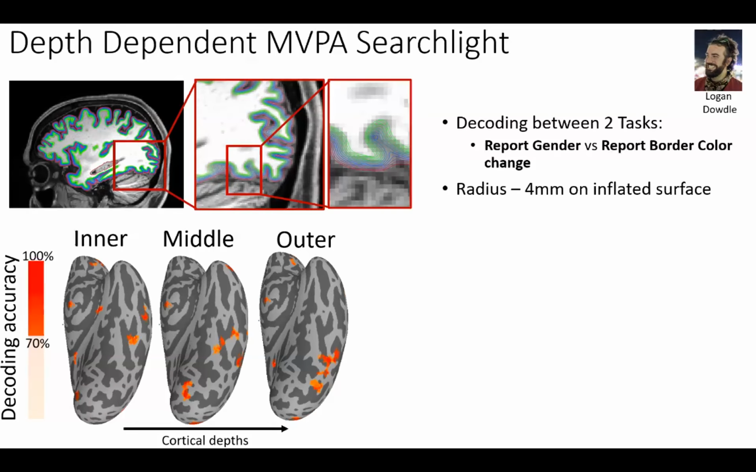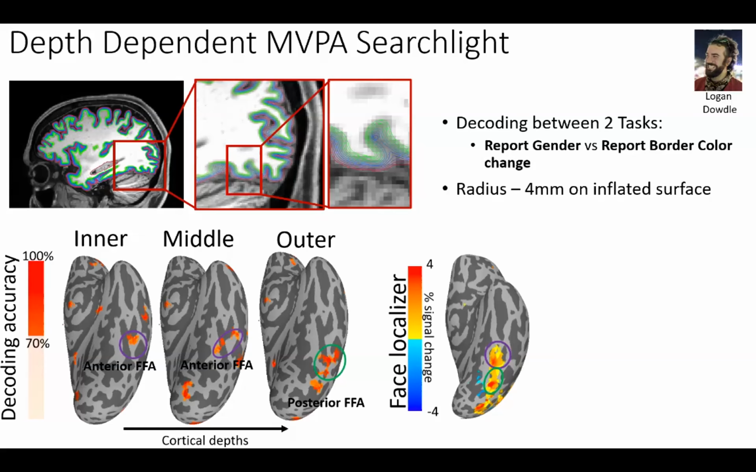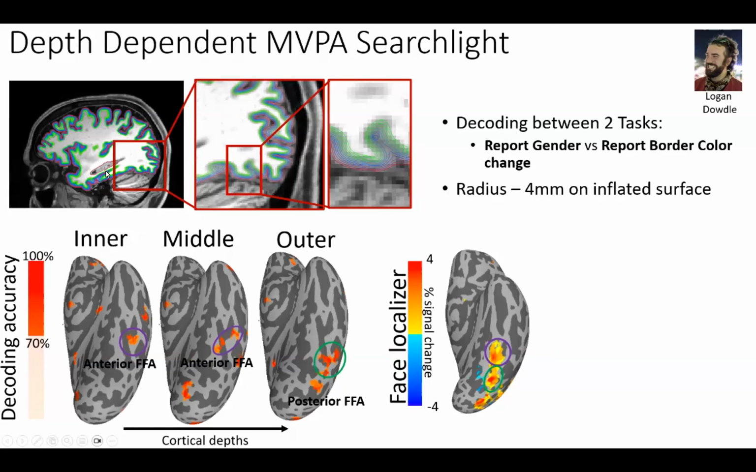And here are some results in the inner, middle, and outer depths. These are highly significant, with a threshold of 70% accuracy. You can see there are lots of spots around the brain, and I think this is very promising. I'm going to focus on one result that seems to be replicable across subjects, but again, these are very much pilot data. This result is looking at the fusiform gyrus, and maybe FFA, maybe not FFA. What we observe is that decoding accuracy was most pronounced in the inner depth of the anterior portion of the FFA, as well as the middle depths of the anterior portion of the FFA. But as you approach the outer depths, it was the posterior portion of the FFA that showed the highest decoding accuracy.